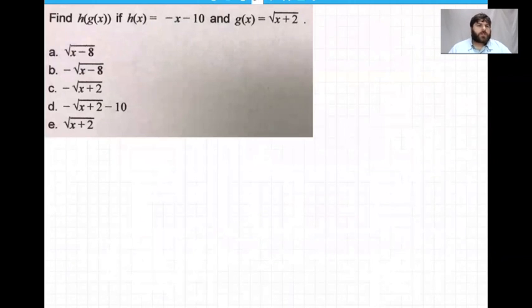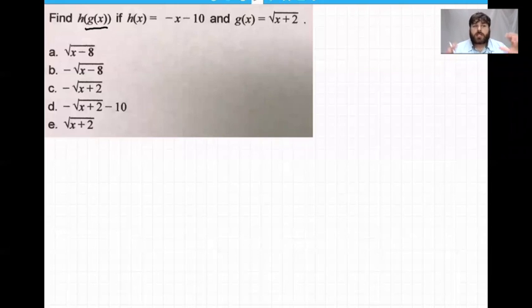Alrighty. Next question. Find h of g of x if h of x equals negative x minus 10 and g of x equals root x plus 2. This question is asking us to find the actual function when you compose g with h. We're going to shove g inside of h.